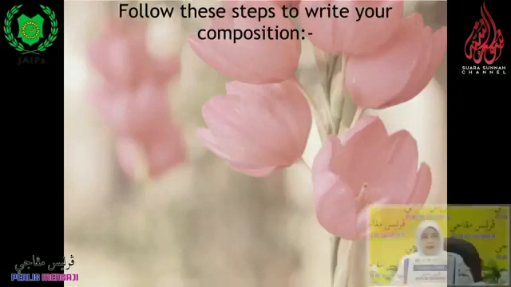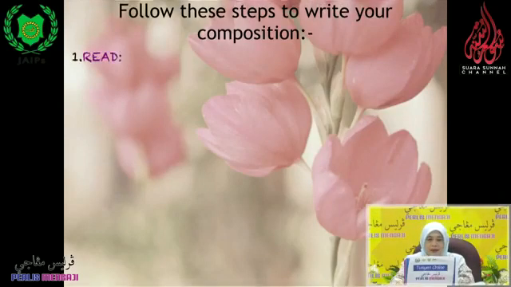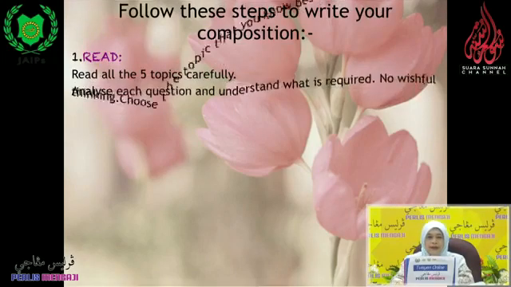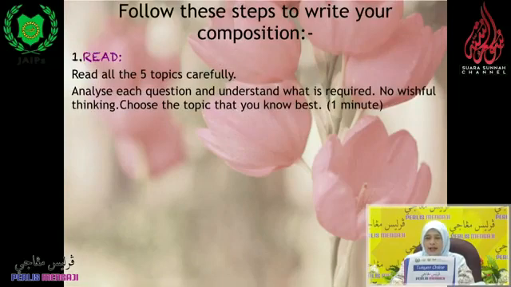Follow these steps to write your composition. 1. Read all the 5 topics carefully. Analyze each question and understand what is required. No wishful thinking. Choose the topic that you know best. You know what is wishful thinking? This is the moment you see the question, you jump to conclusion, this is it, and you start writing. And 5 minutes before the chief invigilator makes an announcement that he's going to collect the paper, you realize that you have written something else. So read carefully.